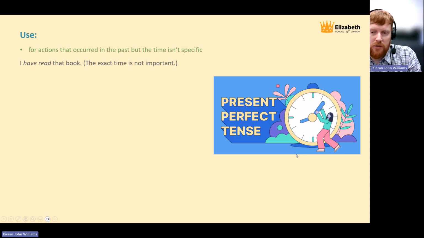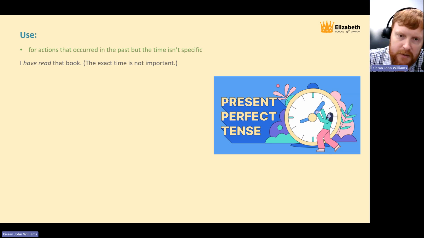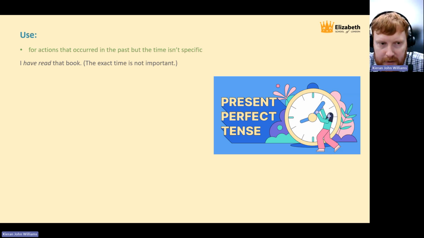Okay, so one of our first uses is for actions that occurred in the past, but the time is not specific. Okay, so it says here, "I have read that book." Now, we don't know when the person read it. All we know is that it was in the past, but it's not important when you read it. The more important thing here is that the action occurred. Okay, so all we know is that it is sometime before now.